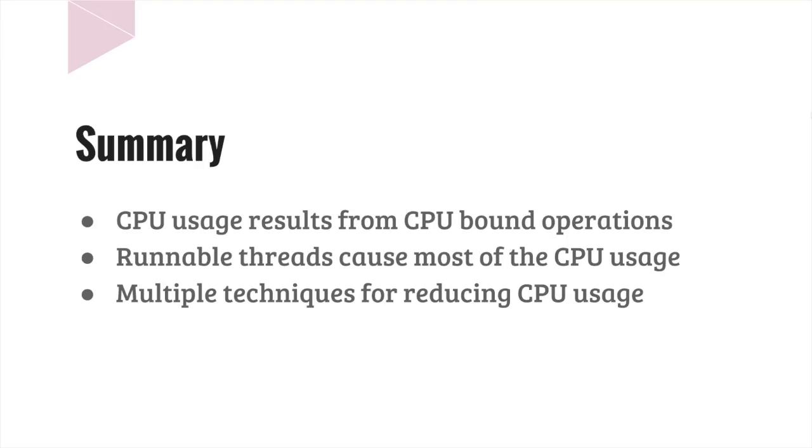In this video, we took a look at what causes high CPU usage, and we found that it's because of a burst of CPU-bound operations. We also went through the many states of threads and learned that only the runnable state can cause CPU usage. Finally, we also explored the many techniques that we can use to reduce CPU usage.